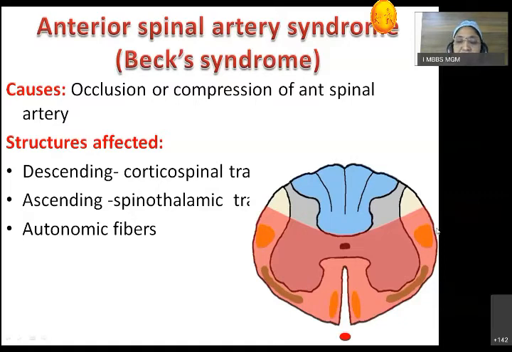So what are the different structures? Mainly the tracts which are present in the anterior two-thirds. Importantly, the descending tract, that is the corticospinal tract, lateral and anterior corticospinal tract. Then the ascending tract, mainly the spinothalamic tract, and some autonomic fibers. These are damaged. So what will happen if there is damage to the corticospinal tract? What is the function of the corticospinal tract?